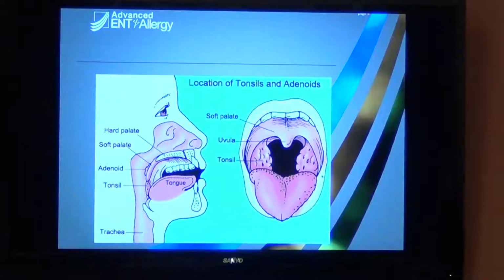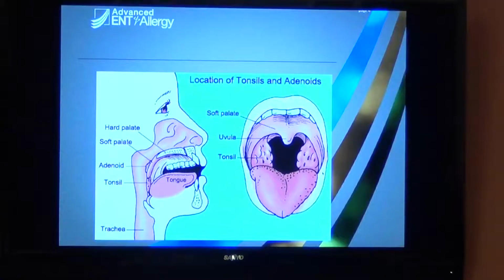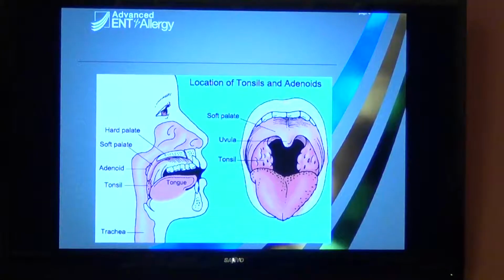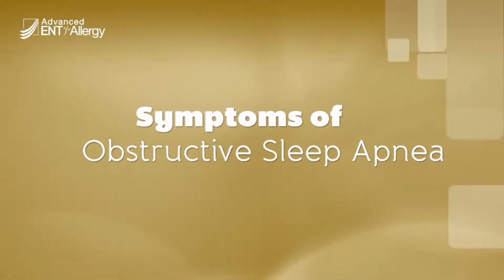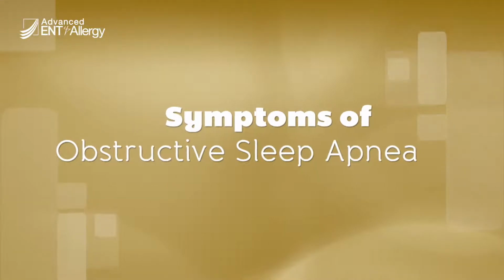In this picture, the tonsils are of the same size, and generally that's what we see. Occasionally there are instances where one tonsil can be larger than the other, in which case we need to evaluate why that might be. Okay, so let's talk a little bit about the symptoms of obstructive sleep apnea.